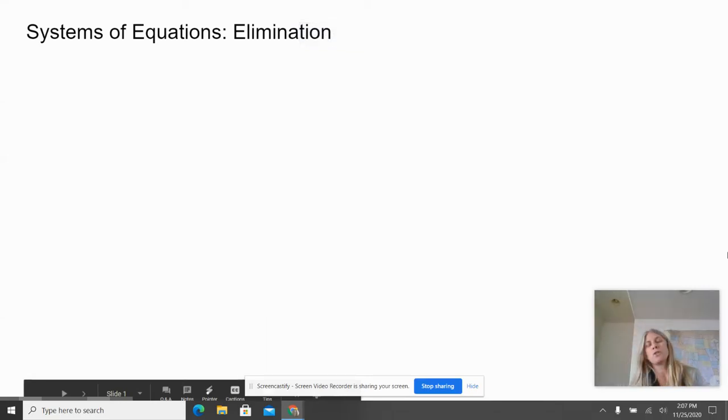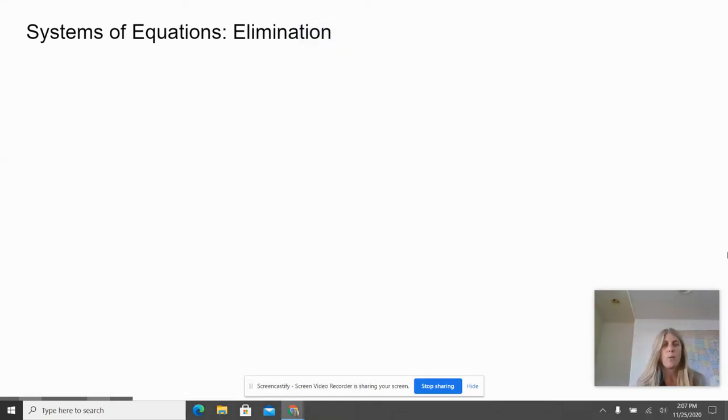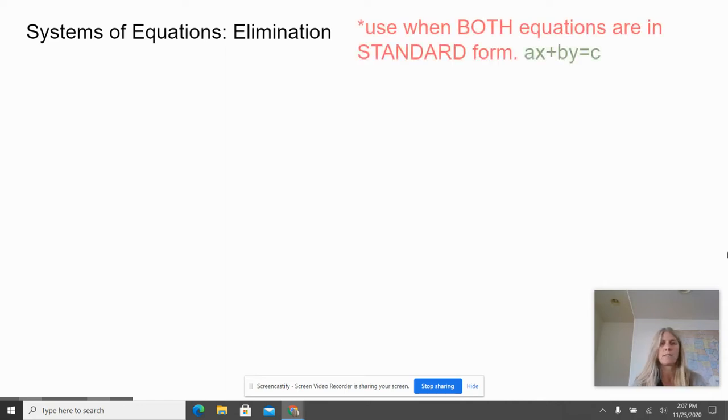Today we are going to work on our second way to solve systems of equations, which is elimination. Now remember, the solution to a system of equations is simply that point, the ordered pair, where those two lines intersect or where they cross.